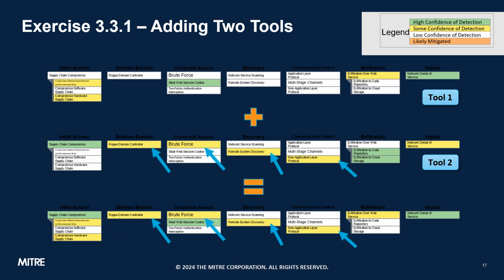For these 4 in the middle, you can see we all have some confidence there. We have low confidence for tool 1. So those in the final one are all upgraded to some confidence. Under exfiltration, this one's a little more interesting.